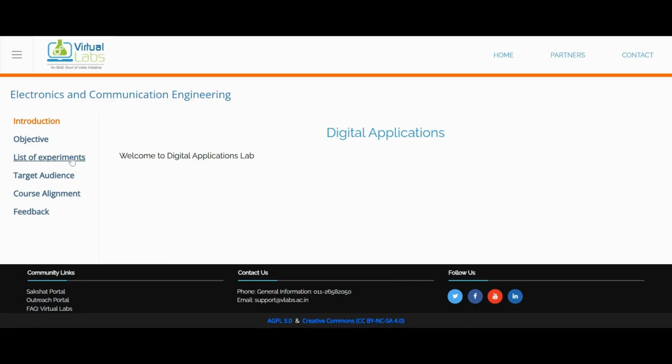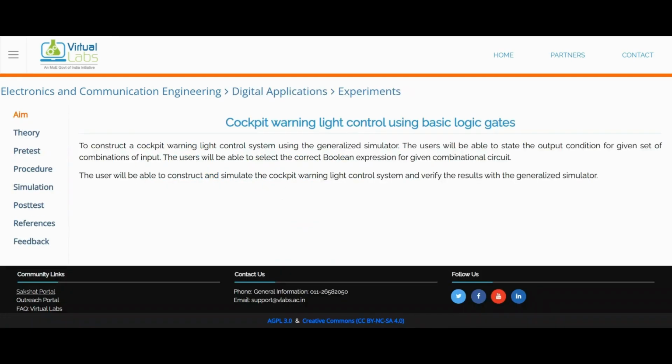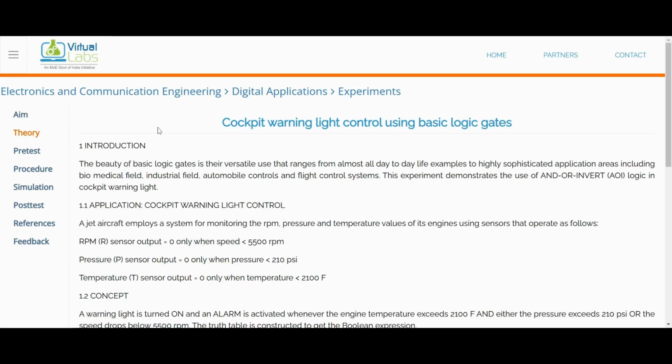So today I'll explain a real life application of logic gates, that is the cockpit warning light control system, which is used in aircrafts. So let's see about the aim. This system ensures that the pilot is alerted whenever the engine crosses unsafe conditions. It is mainly designed for special aircrafts, and let's move on to the theory.